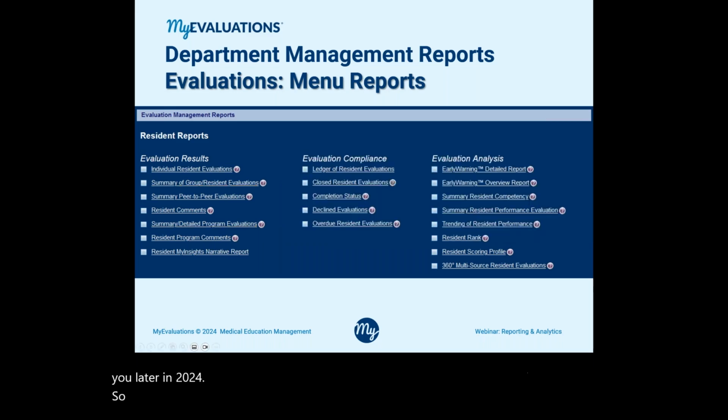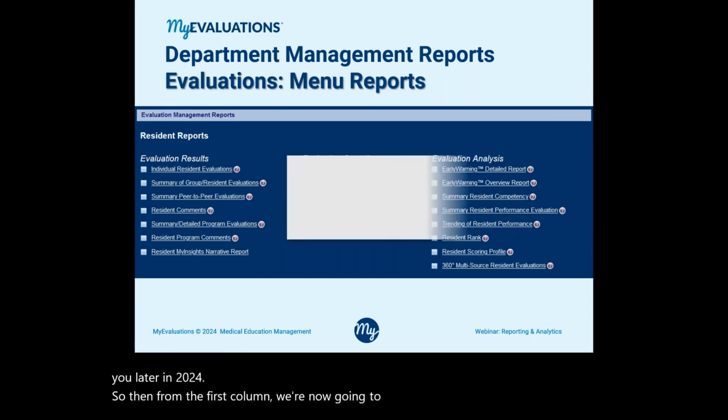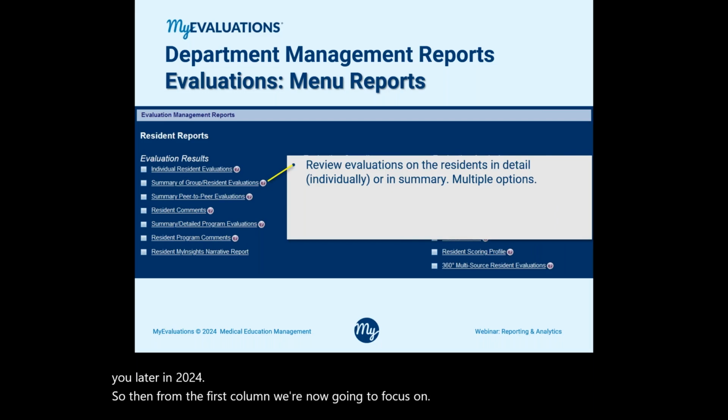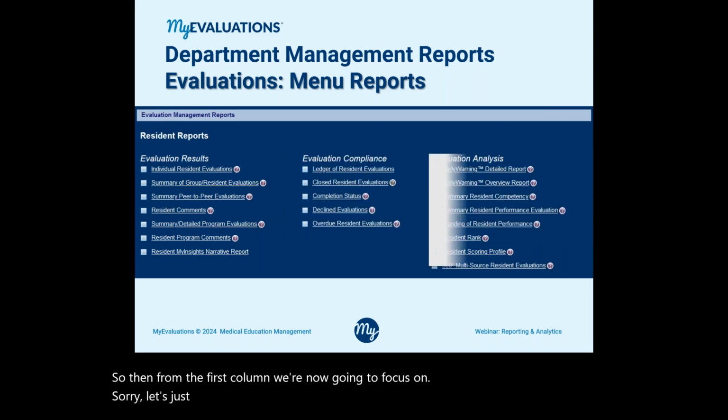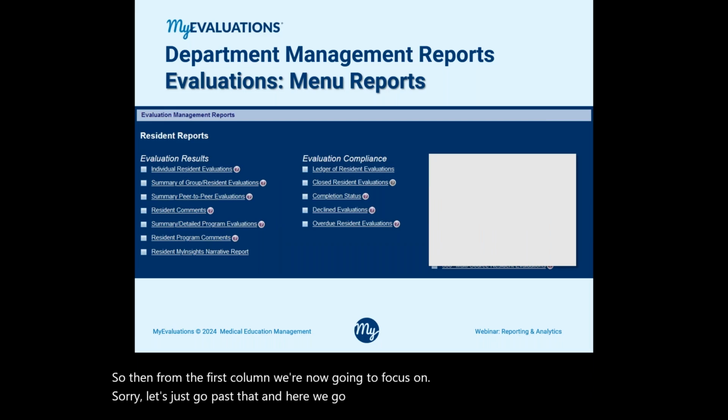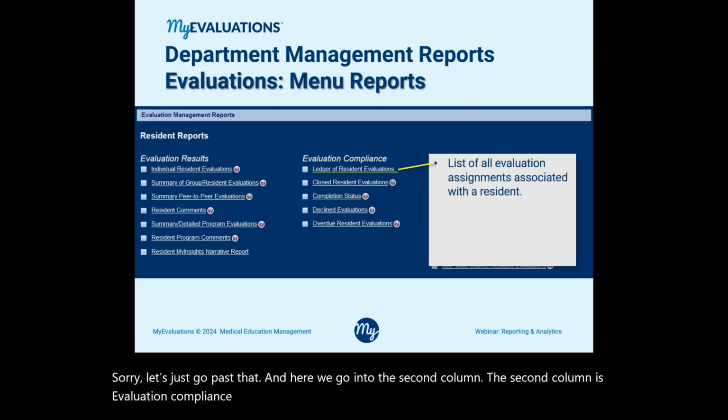So then from the first column, we're now going to focus on, sorry, let's just go past that. And here we go into the second column. The second column is evaluation compliance. The main focus here is on the ledger of resident evaluations.